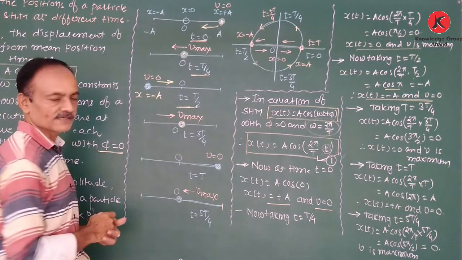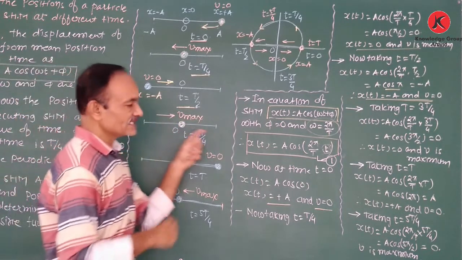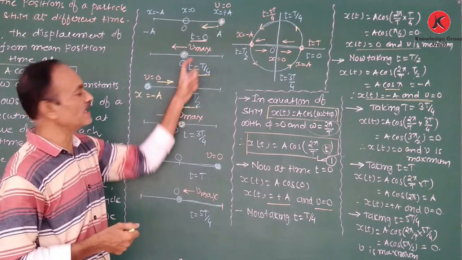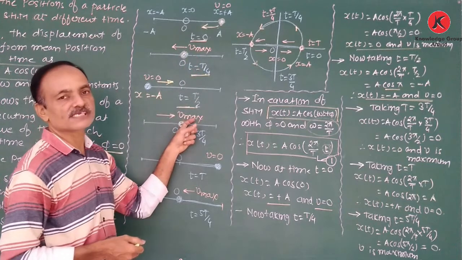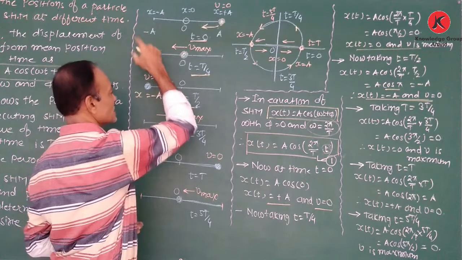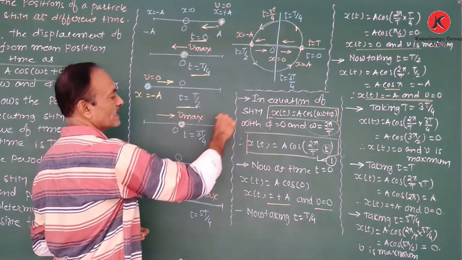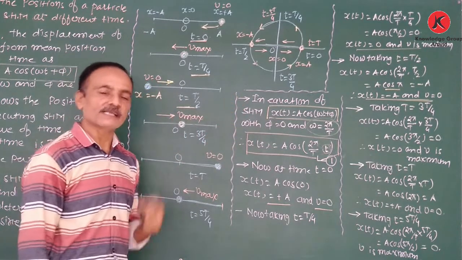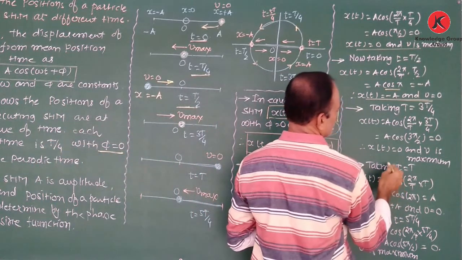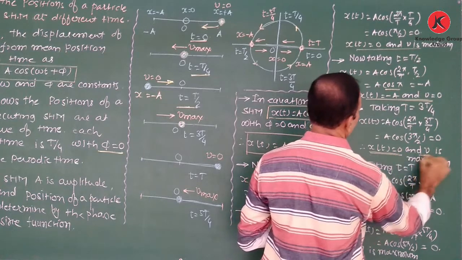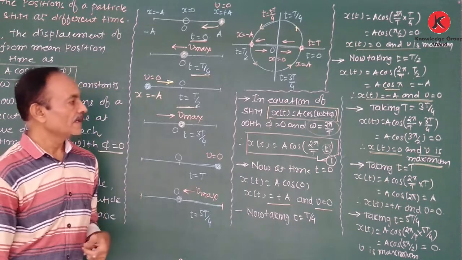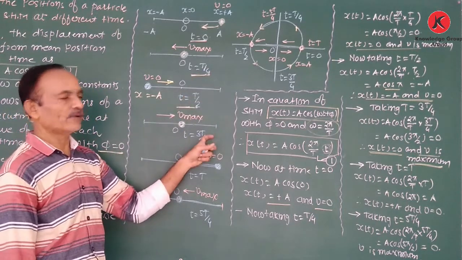At the mean position, when the particle passes through it, its velocity is V maximum, same as in this figure. But here, the direction of motion is opposite. In figure 2, the particle is moving in this direction. Now, in figure 4, the particle is moving in the opposite direction, that means from left to right. So here, the position is 0 and velocity is maximum.